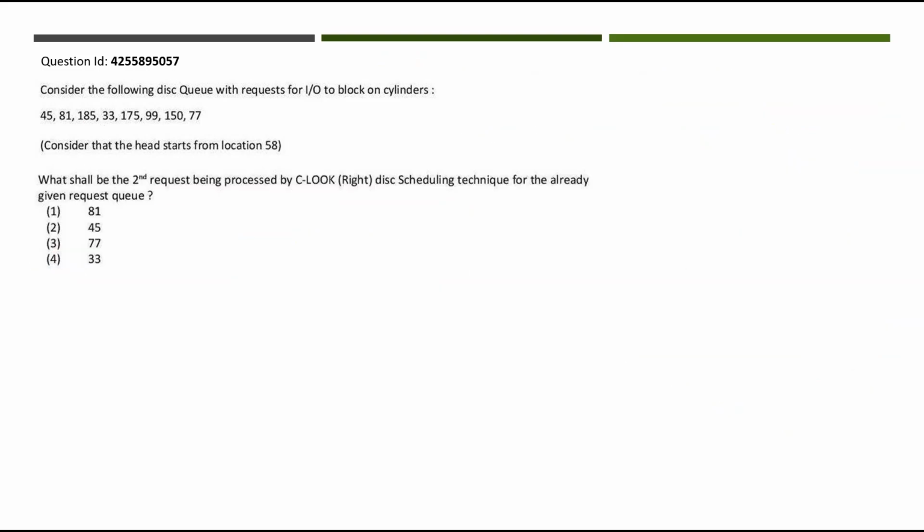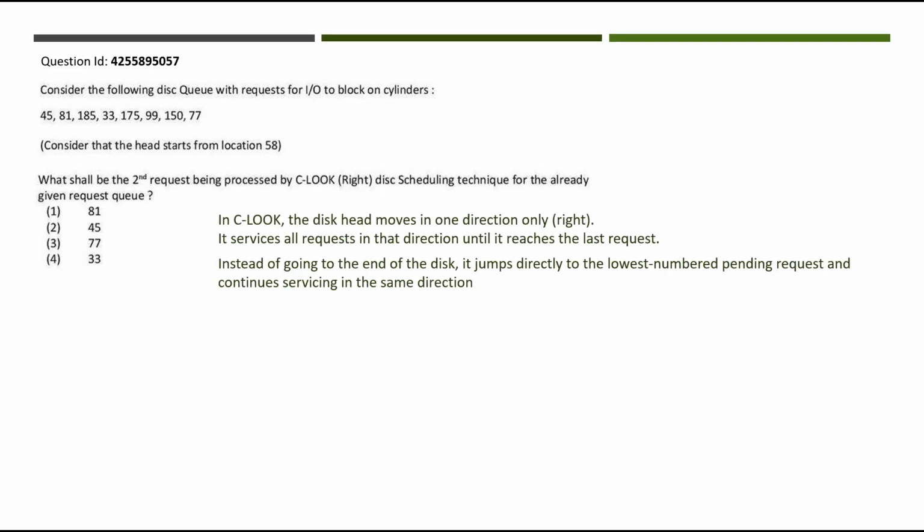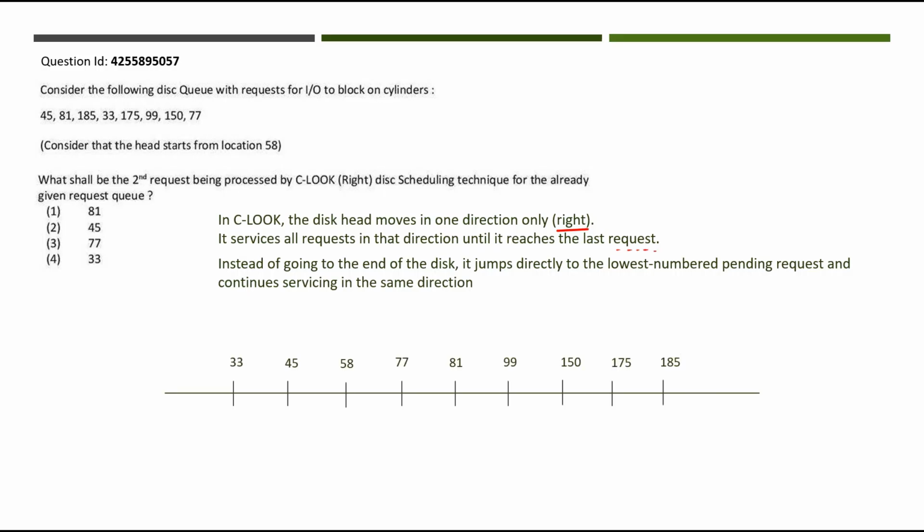Next question. What shall be the second request being processed by the C-LOOK disk scheduling technique for the already given request queue? In C-LOOK, the disk head moves in one direction only. For this question, we are taking right. It services all requests in that direction until it reaches the last request. Instead of going to the end of the disk, instead of going to 199, it jumps directly to the lowest-numbered pending request and continues servicing in the same direction.